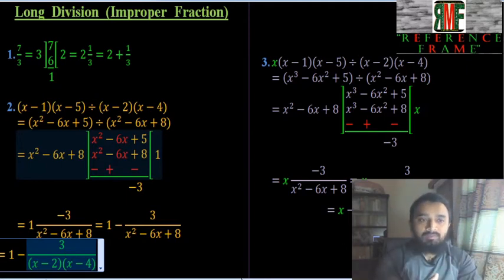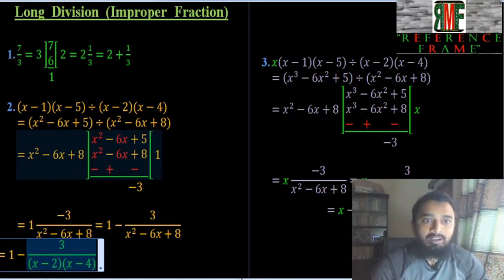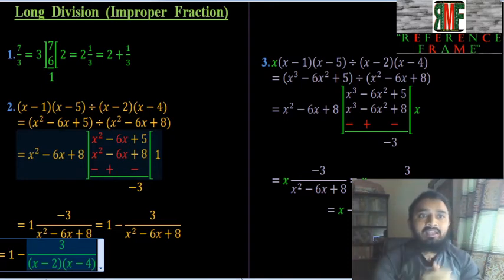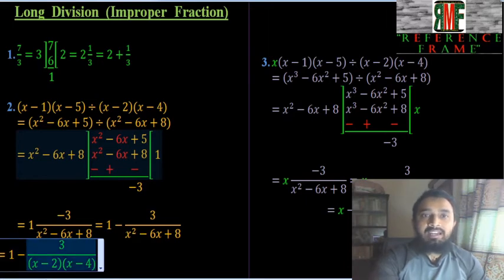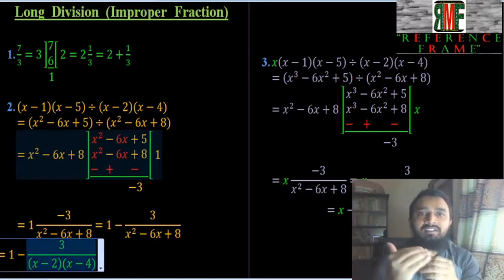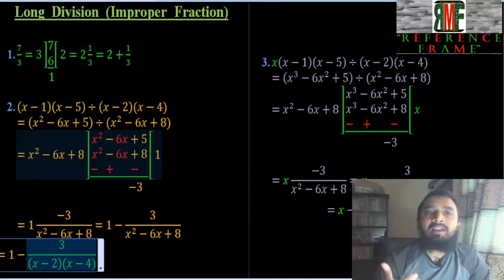Okay, but every time it's not necessary that the index of the numerator and the index of the denominator will be the same. There's no surety for that. So if there is a difference, that means if the index of the numerator is bigger than the index of the denominator, what will happen then?